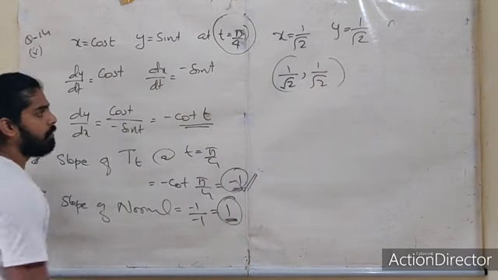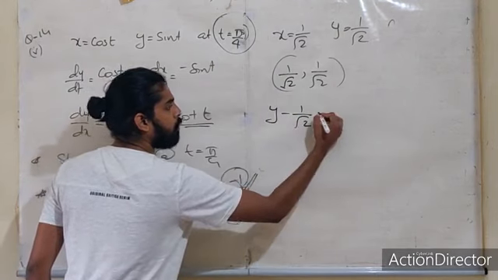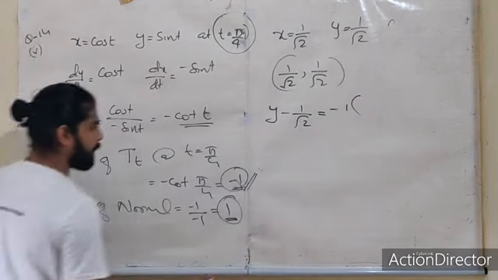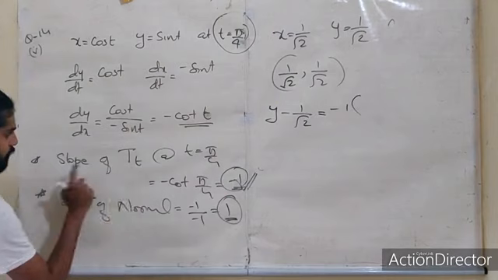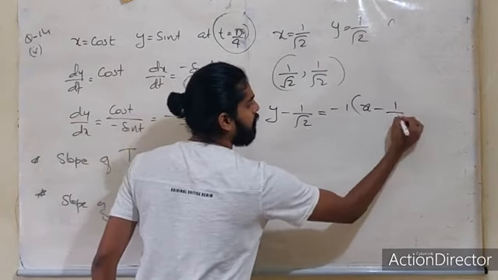So the equation of tangent will be y minus y1, which is 1 by root 2, is equal to m, that means negative 1, into x minus 1 by root 2. Slope is negative 1, right? For tangent, slope is negative 1.